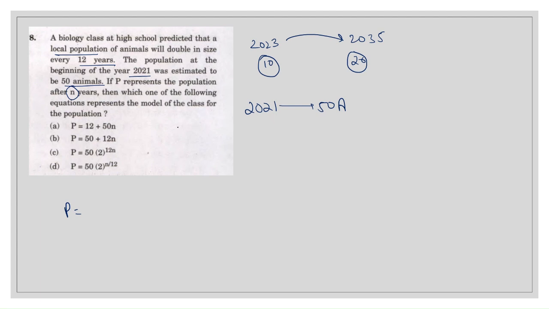So the easiest approach in this question can be we put the values of n in all these options and then we check कि क्या actually realistic है. Because if we normally calculate, then what happens is, suppose this is 2021 maybe 50 है. So after 12 years, that is in 2033, it will be 100 animals. That is what they mean.